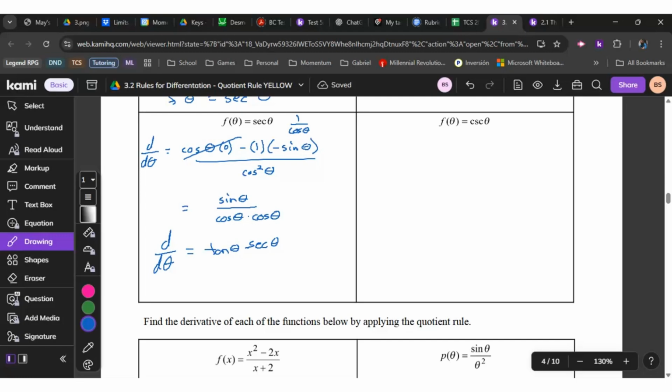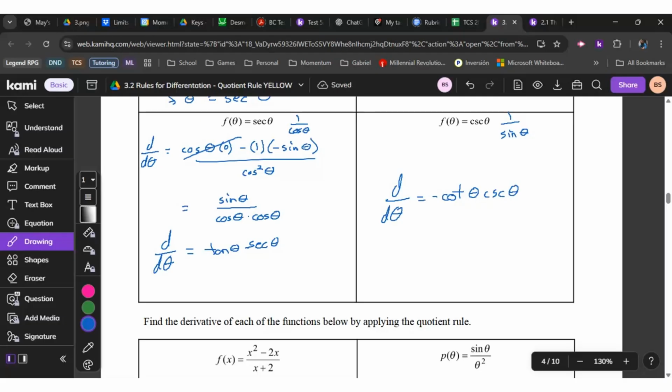Okay? Now the other one, if we flip them, because cosecant is 1 over sine. Anybody want to take a guess? Instead of tan theta secant theta, what do you think it was? If tan is flipped, what's it going to be? Cotangent. And just like before, it's going to switch to being negative. And what do you think the other part is? Cosecant, right? If this one was secant, it's probably going to be cosecant. That's what it is.